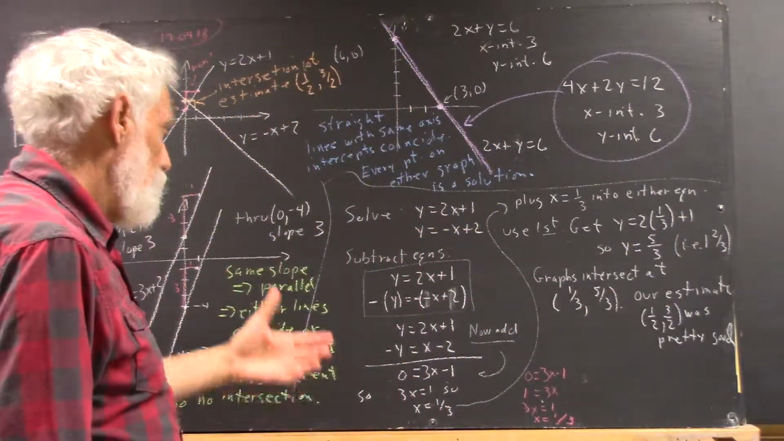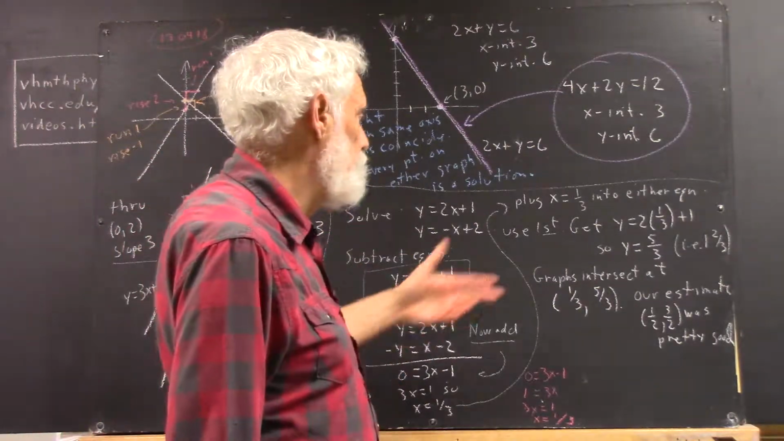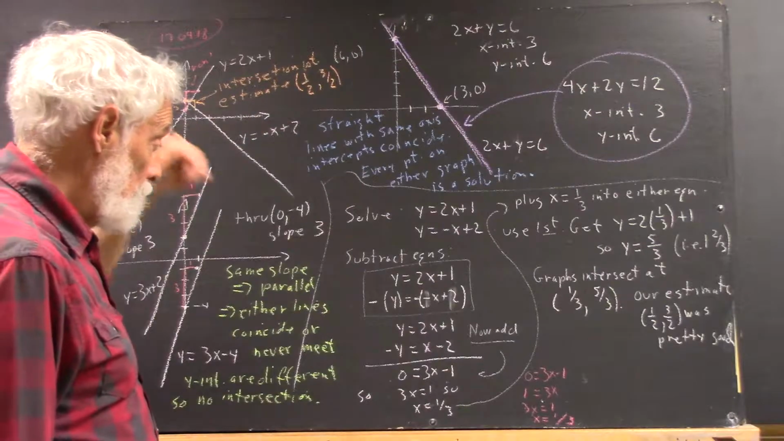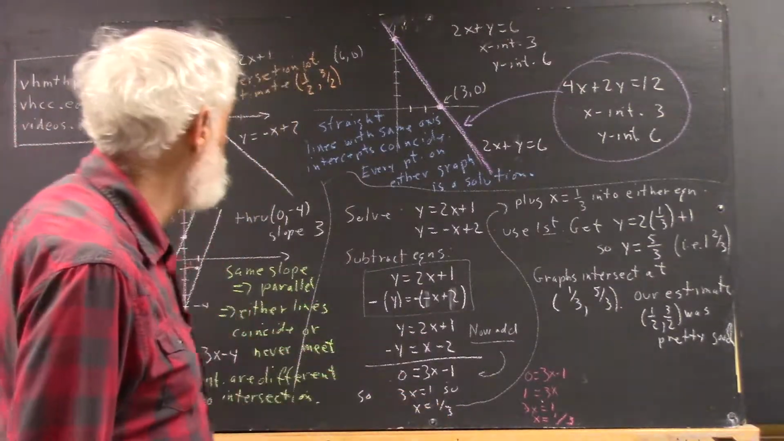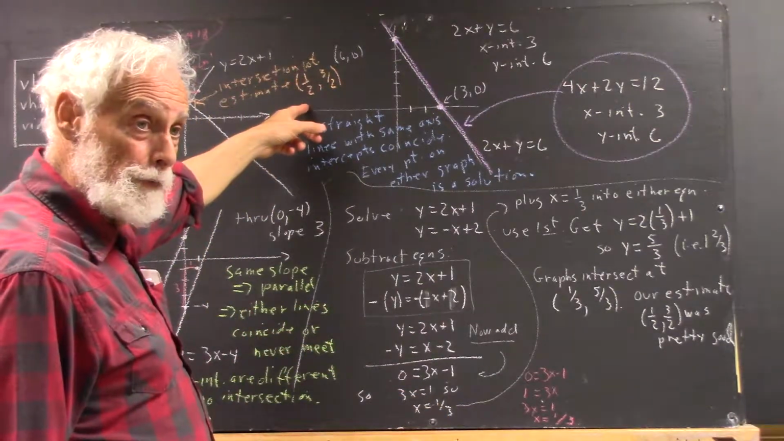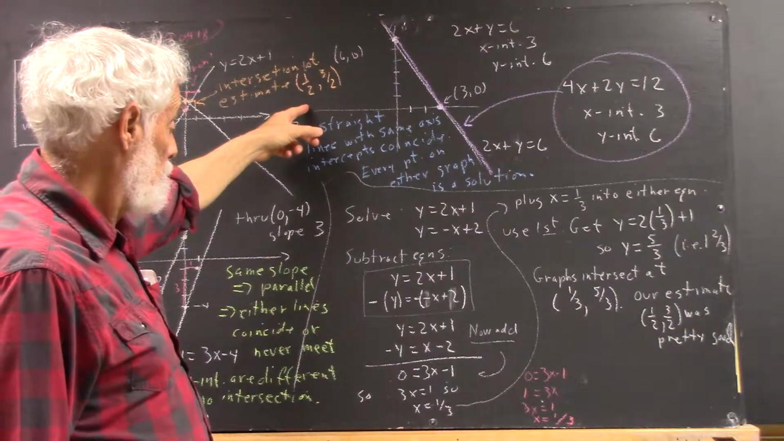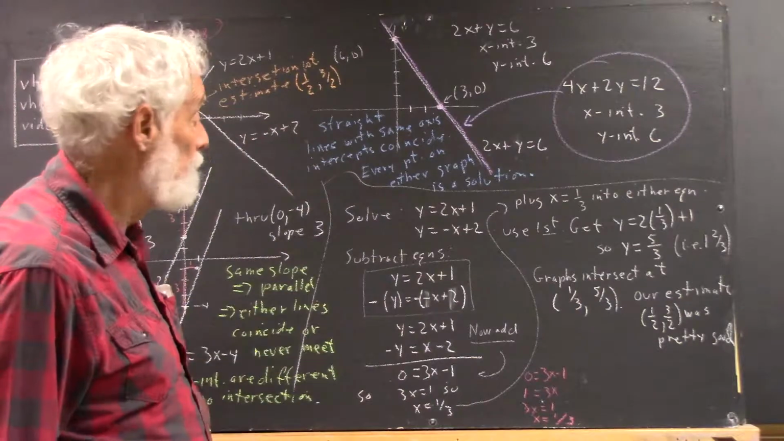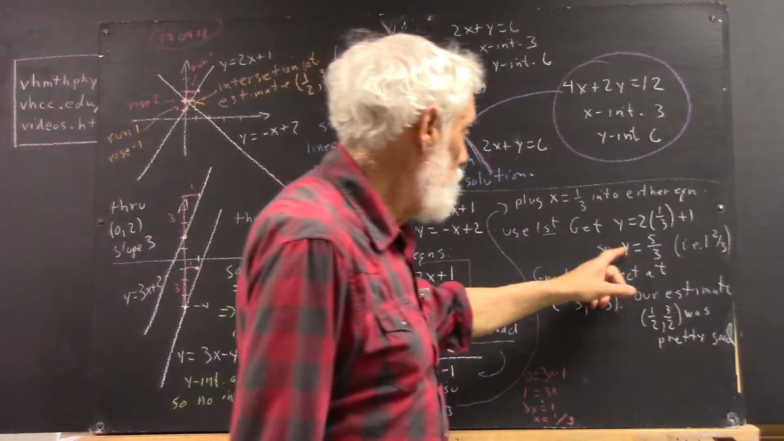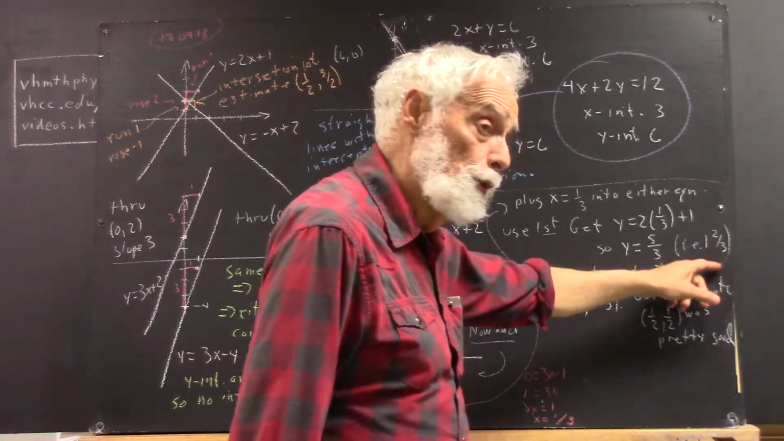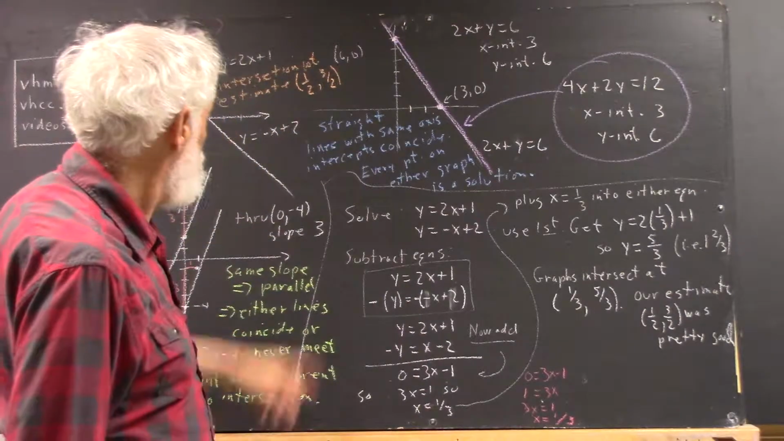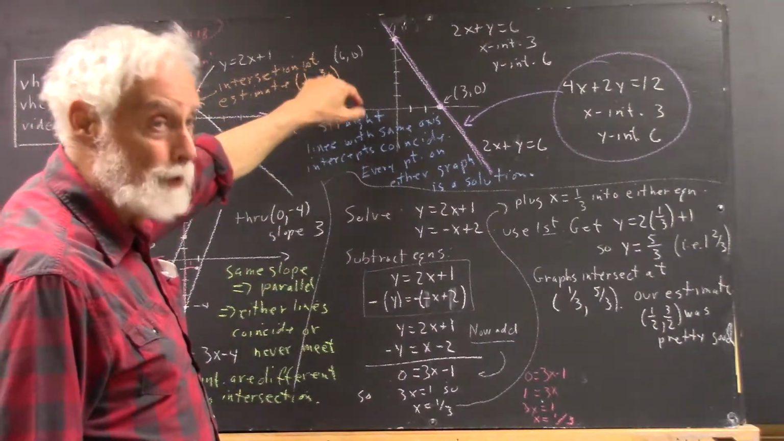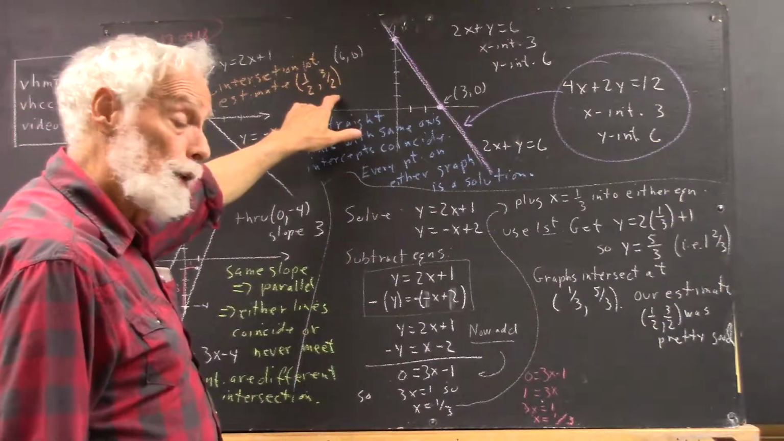Okay, now how does this x and y compare with the estimate we made up here? Well, we got x equals 1/3. Our estimate was 1/2. Okay, well, 1/3 isn't far from 1/2. 1/2 was a good estimate. We got y equals 5/3, which is 1 2/3. We estimated 3/2, which is 1 1/2. 1 1/2 is close to 1 2/3, so we had a good estimate.